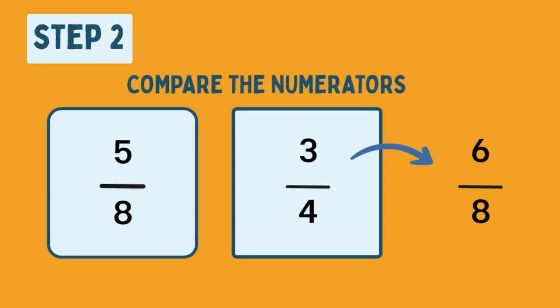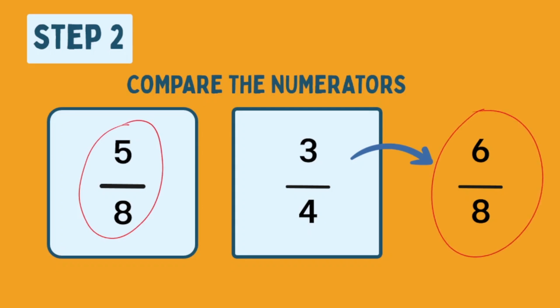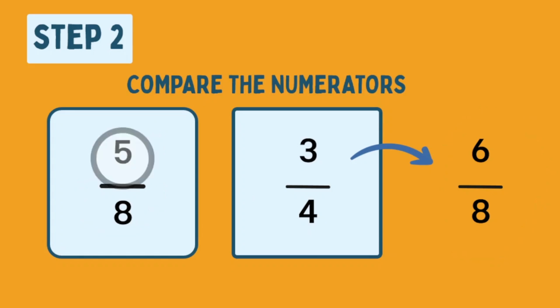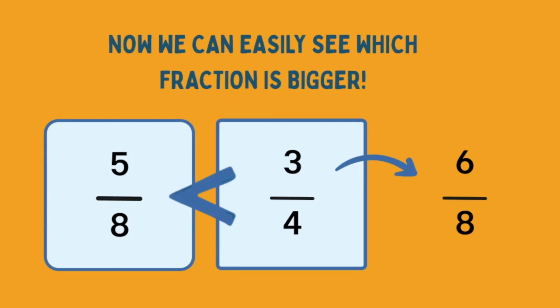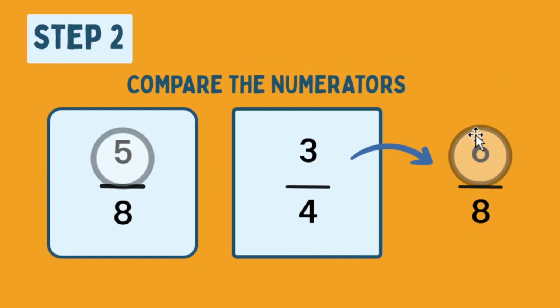So which means we are comparing this and this. Since they have the same denominators now, we're going to compare their numerators to determine which one is bigger. We have 5 here and the other one is 6 as well. So which of the two of them is greater? You can see 5 is less than 6.